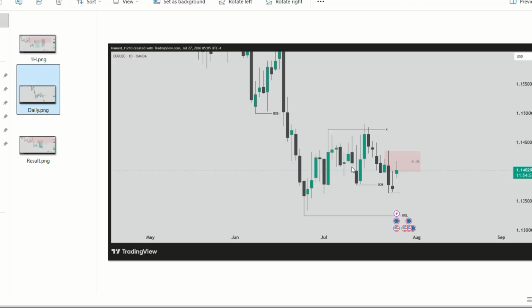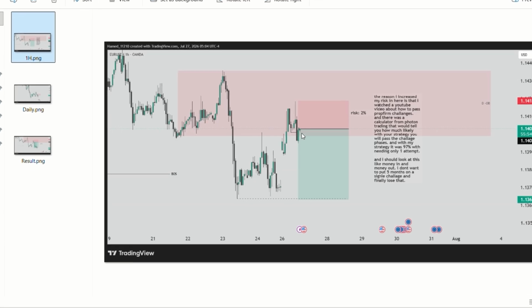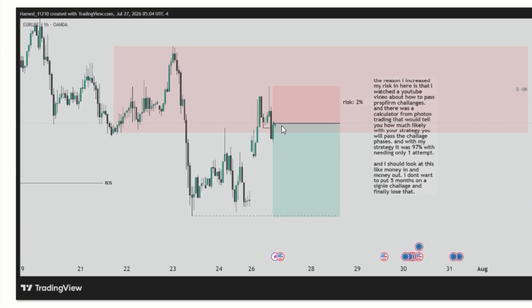Clean breakup structure, consolidation, manipulation. We are in the distribution phase. Price created another breakup structure, retraced back to the daily bearish order block, and we are having equal lows down below in here that we targeted last week. As you can see, we have a clear 1 hour market structure shift with a fair value gap and with clean order blocks. The order block's open is my entry.